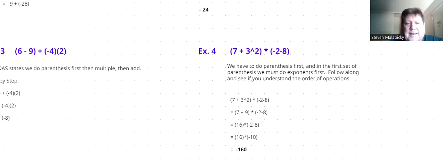And now we multiply. 16 times -10. Remember what we learned yesterday: a positive times a negative is negative. So 16 times 10 is 160, so it's -160. Got two more examples here.